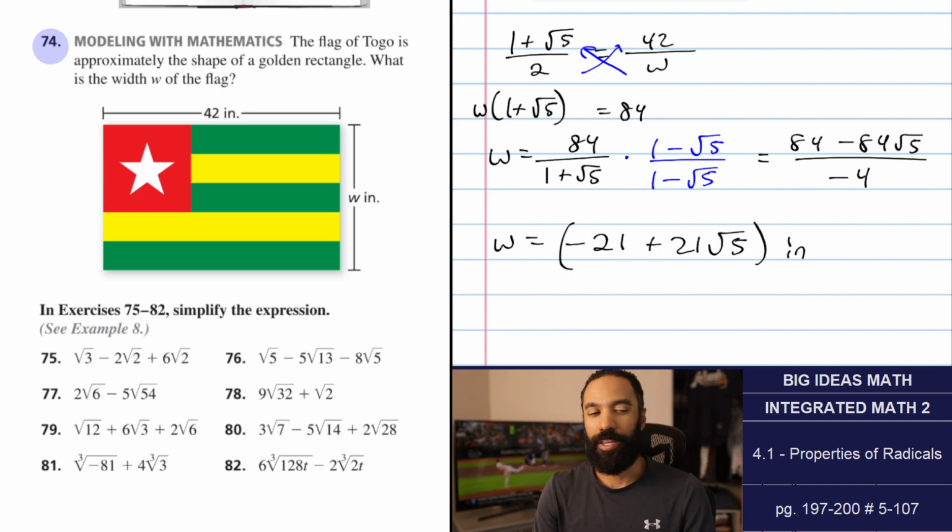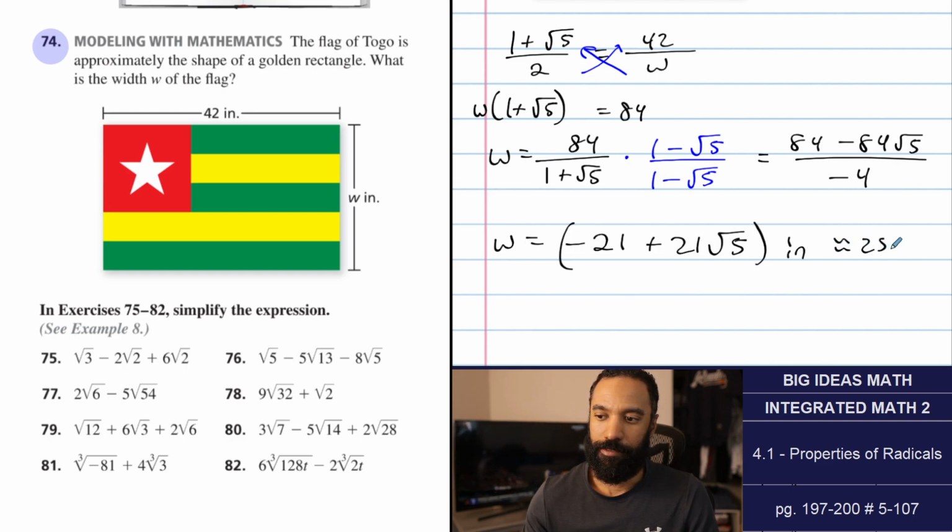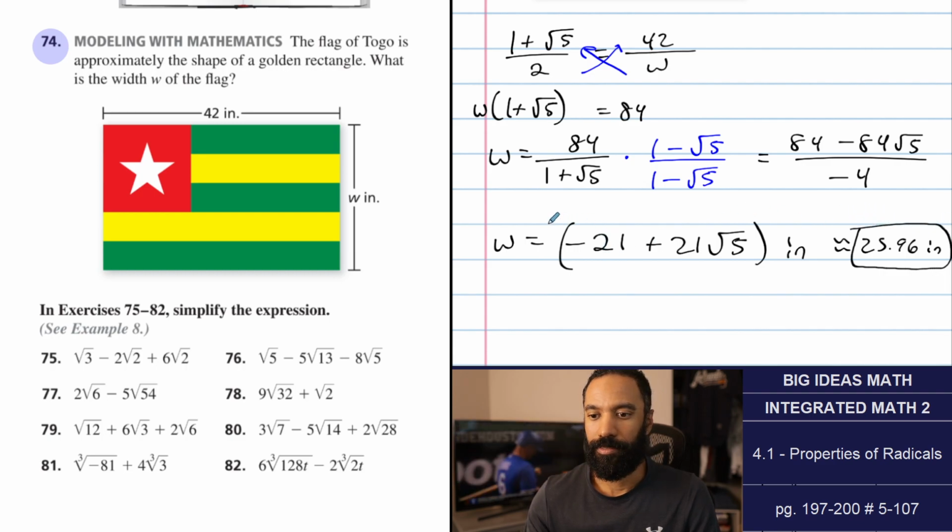Times 7. 25.96. 25.96 inches. Flag. There we go.